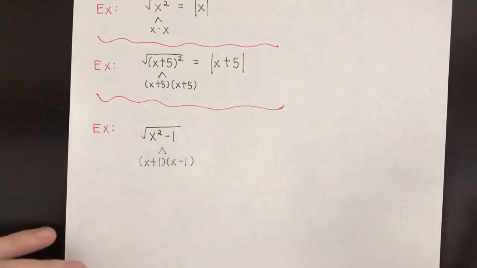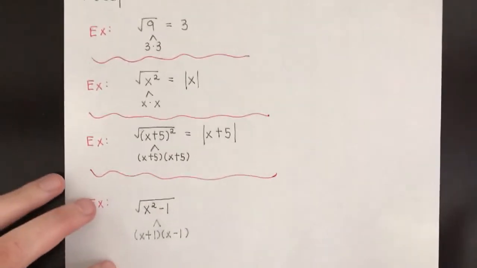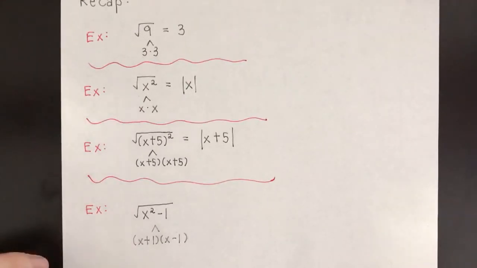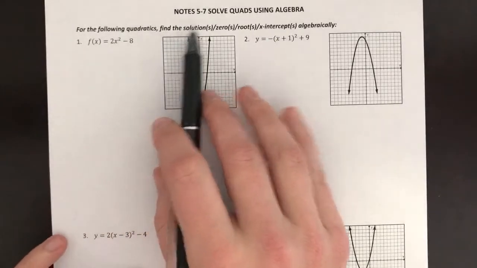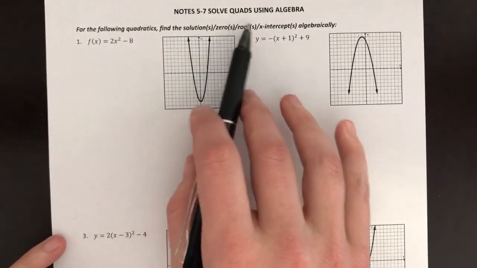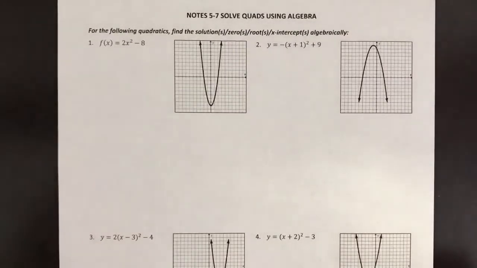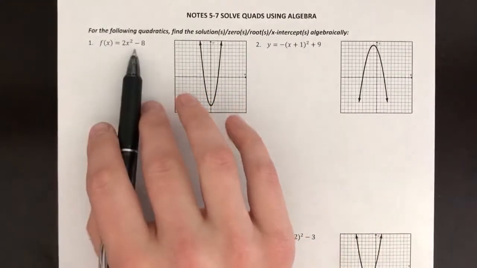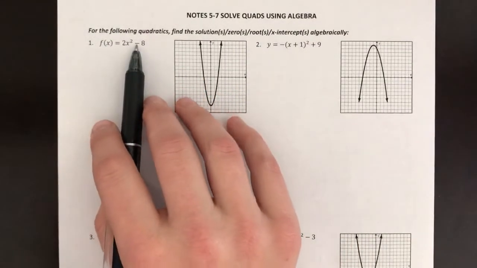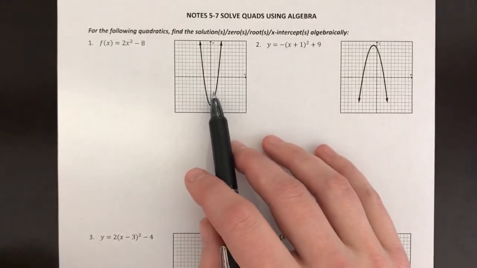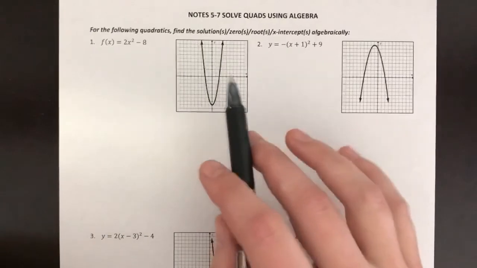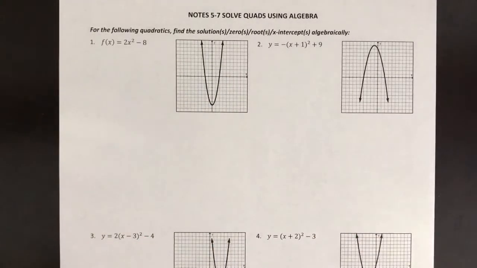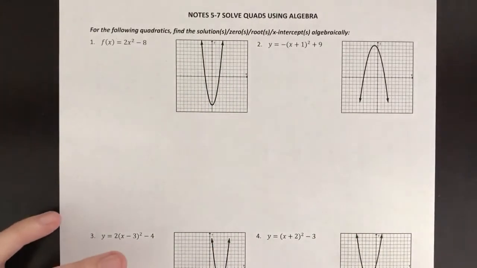So just so you know, a little recap on how square root works, because we're going to be dealing with it a lot here soon. Okay, so let's flip back over. For the following quadratics, find the solutions, in other words, zeros, roots, x-intercepts algebraically. Okay, so in number 1, here's your problem. I've gone ahead and done these graphs off to the side just so you can see graphically what we're finding algebraically. So let's go ahead and get started here.